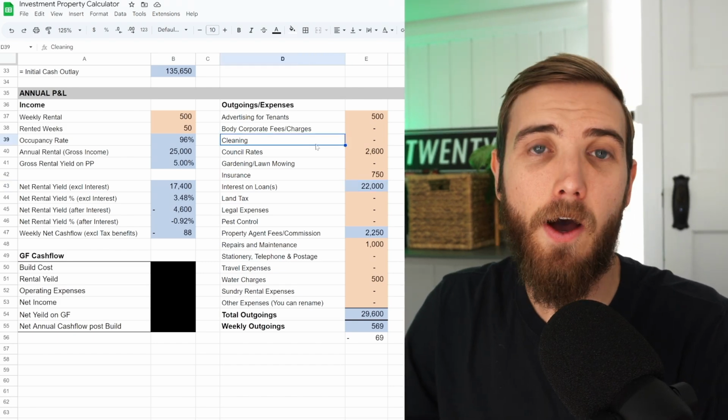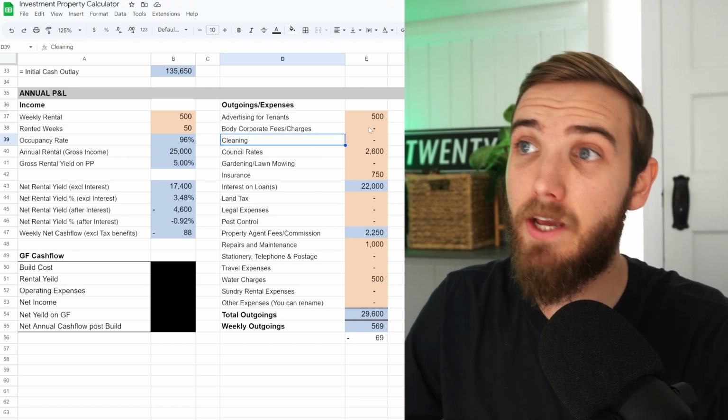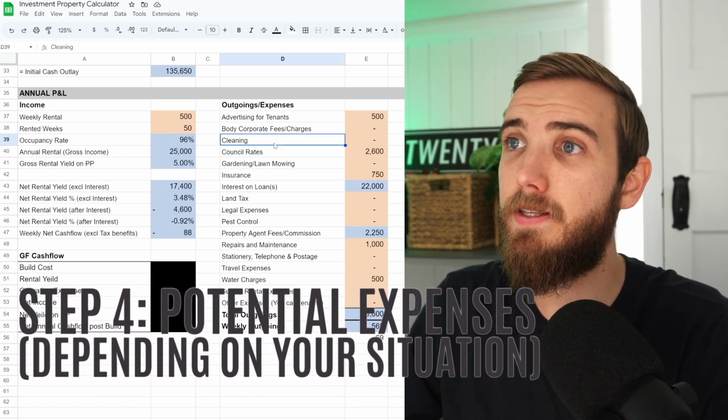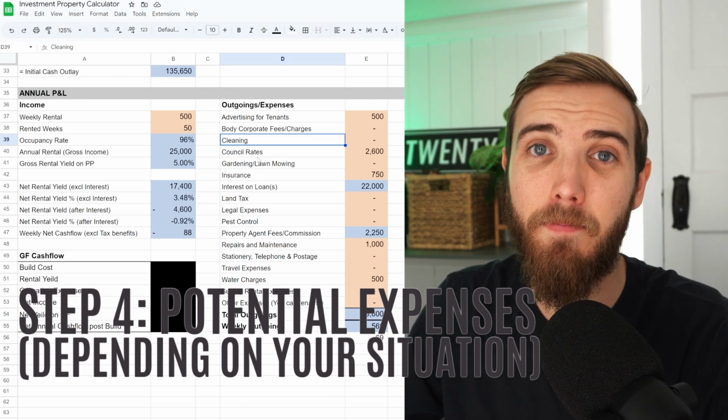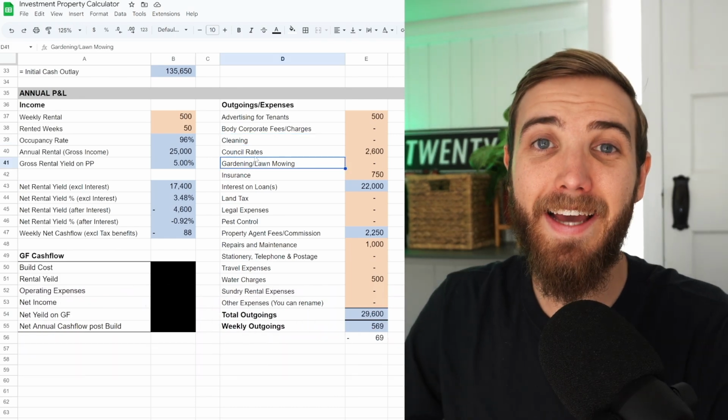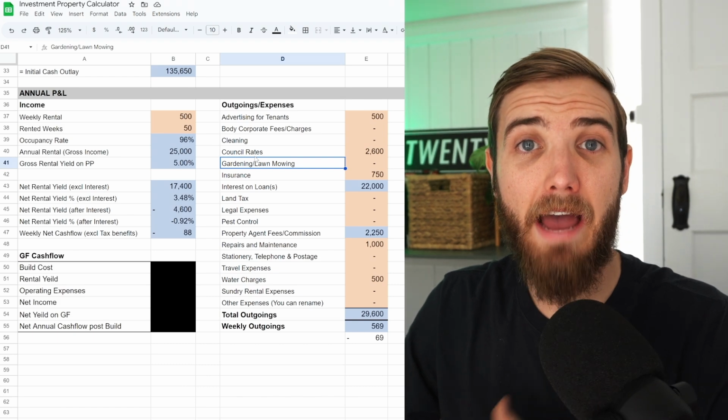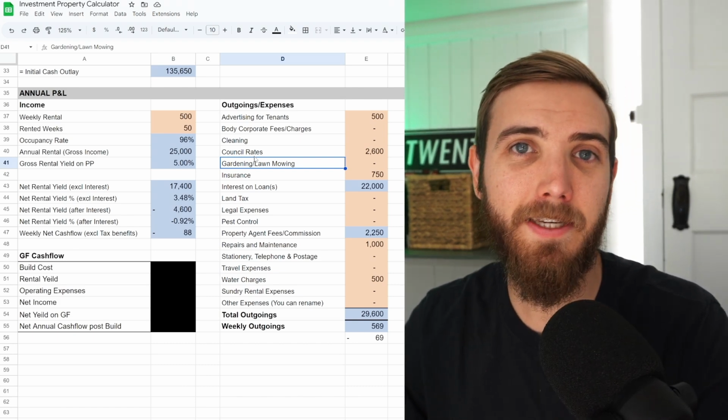Now, some other placeholders in here that you might need to think about depending on your situation. A body corporate, some cleaning fees if you need the property cleaned before you rent it out. You might need to look at having gardening or lawn maintenance. Emily and I had that on our unit block. We pay about $110 a mow.